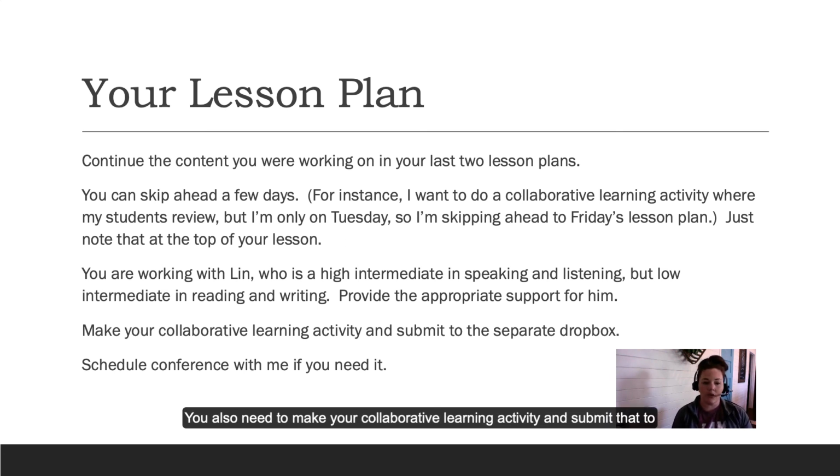You also need to make your collaborative learning activity and submit that to the separate Dropbox. And remember, there's all kinds of templates for you to use in this week's folder. And if you need to, go ahead and schedule a conference with me via my booked in link, which is also available in Blackboard, and I'll meet with you via Zoom to go over stuff if you want me to.